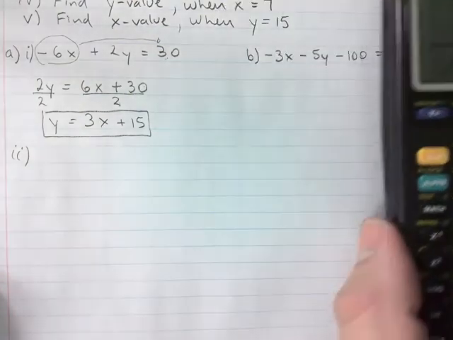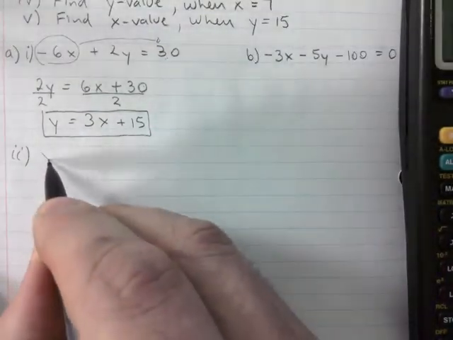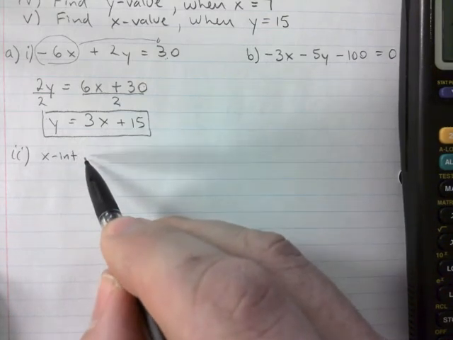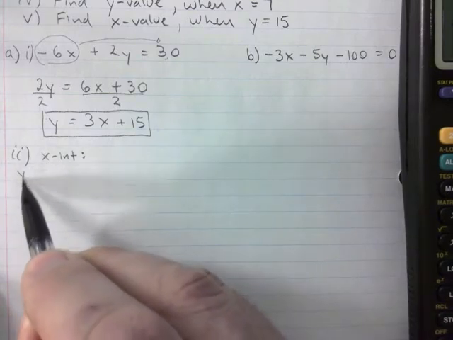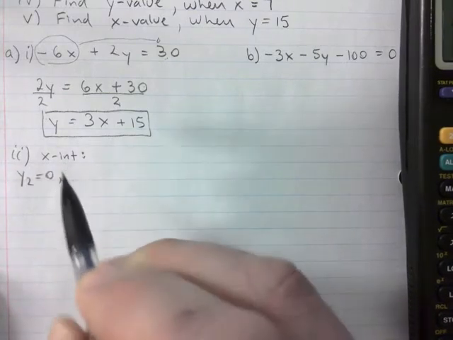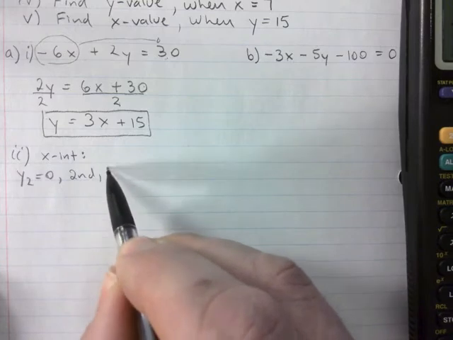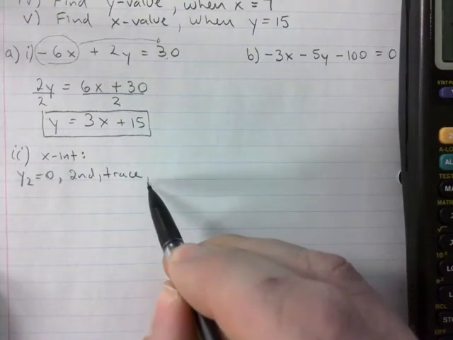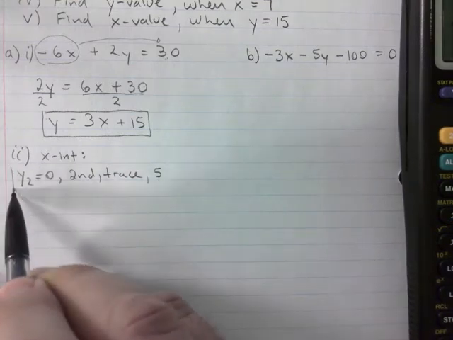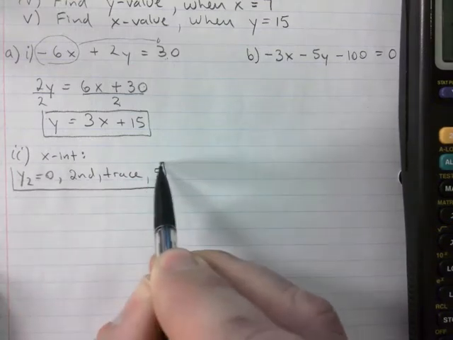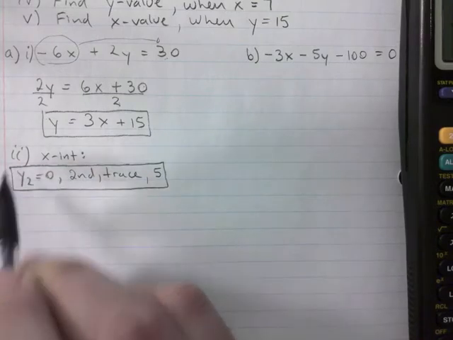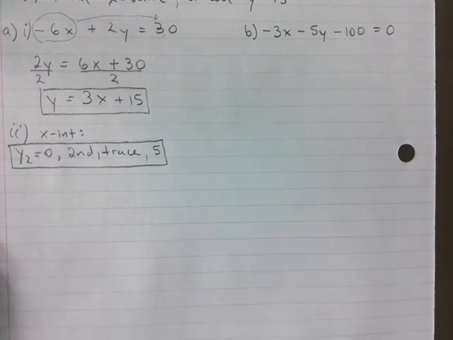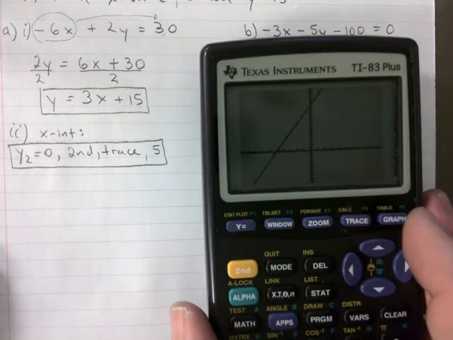So here it is. I'm going to tell you step by step. To find the x-intercept, you need to let y2 equal 0, and then you're going to press second, trace, 5. I will actually box this in because it's important. And we'll do that right now.